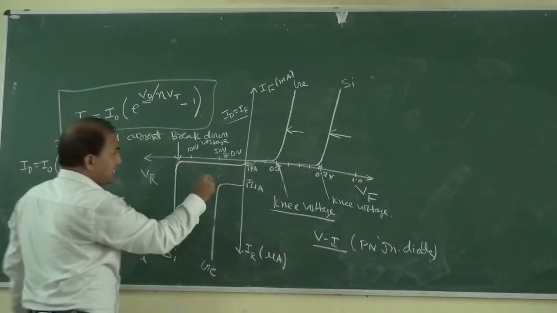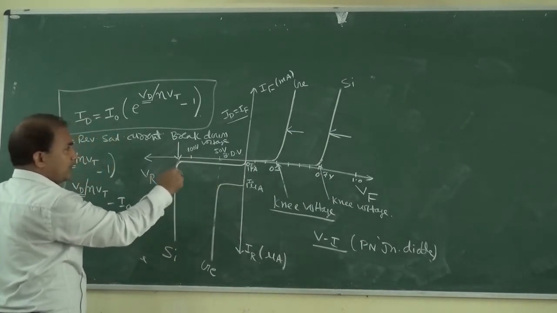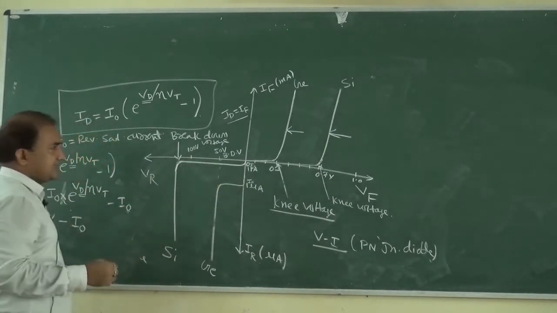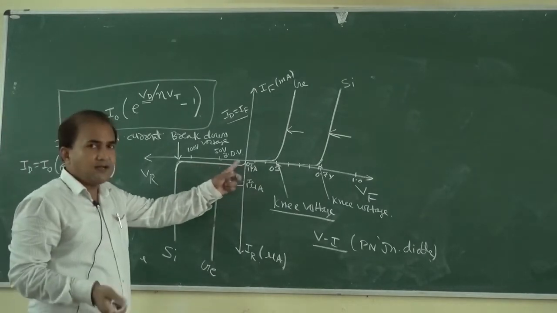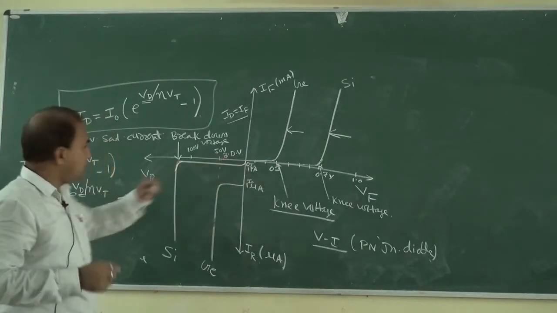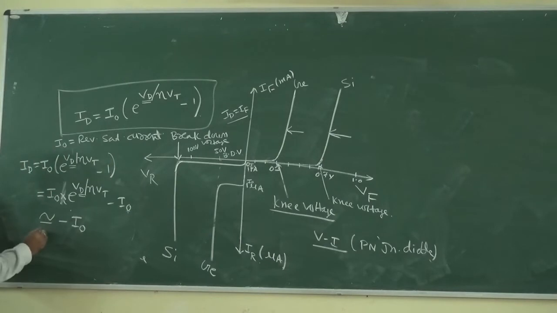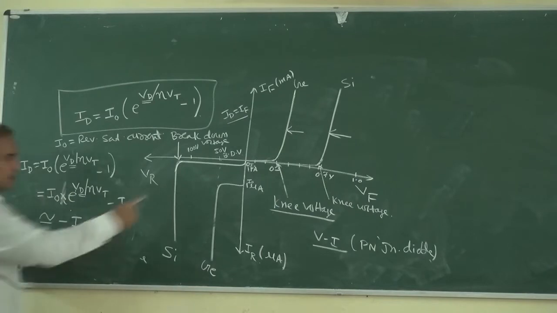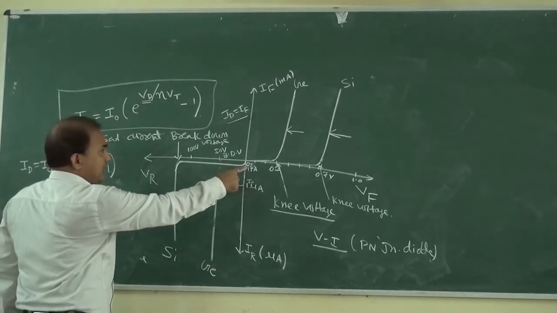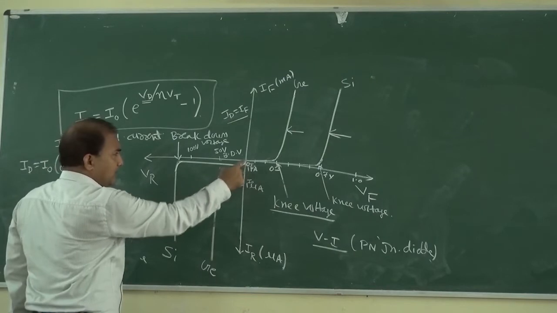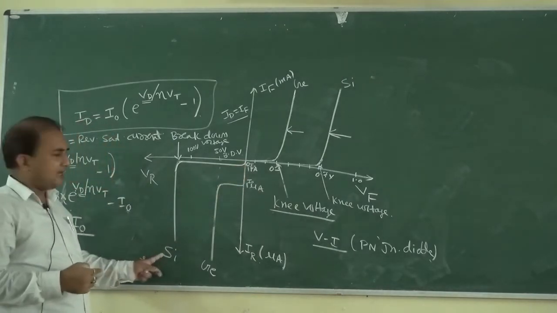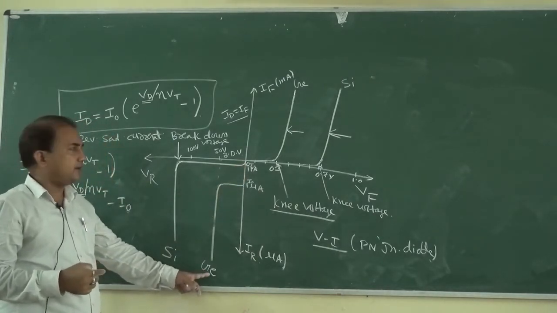Then we have to see the reverse bias condition. In reverse bias condition, Vd is negative. Just now we have seen that if Vd is negative, then ID is approximately equal to minus I naught. Here you can see it is approximately equal to minus I naught. This is for silicon and this is for germanium PN junction diode.